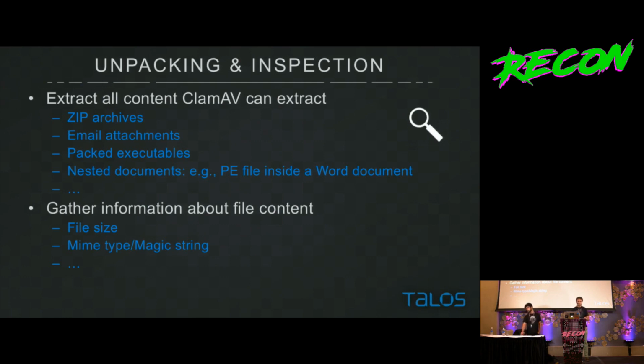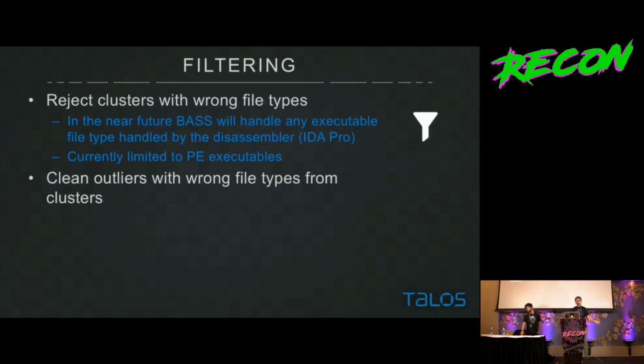This information can be file size, MIME type or magic string, hash, and so on. And this information we use in the next step, which is filtering. Here we want to filter out files which we cannot read in bus.